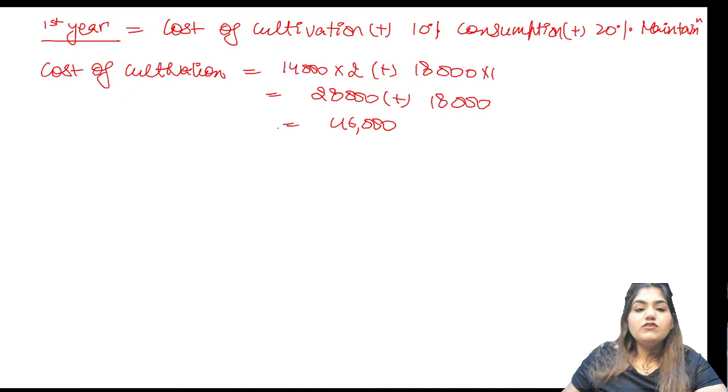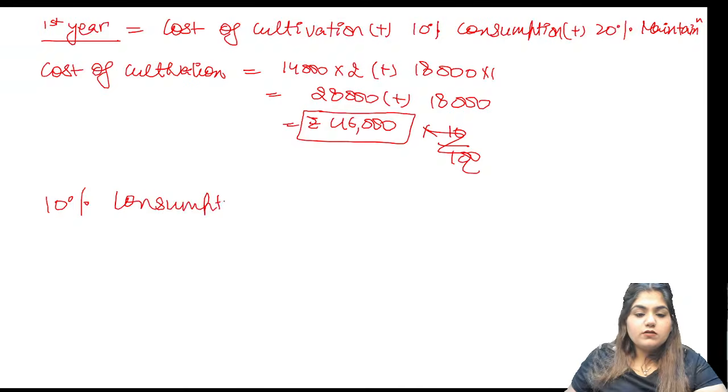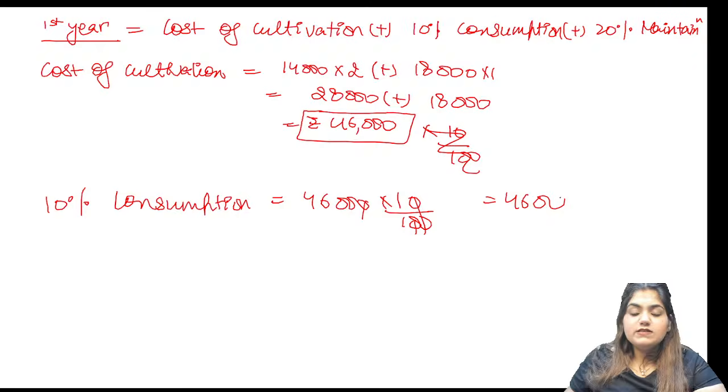तो cost of cultivation तुम्हारा आ गया 46,000 rupees. 10% of consumption will be 10 upon 100. 10% consumption will be 46,000 into 10 upon 100, which will give us 4,600 rupees.